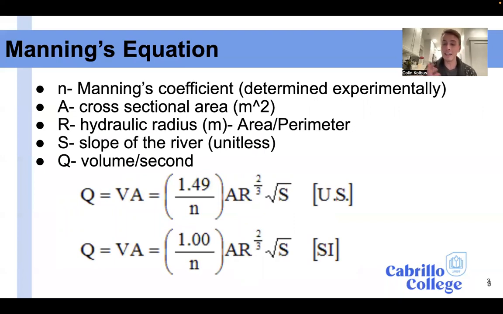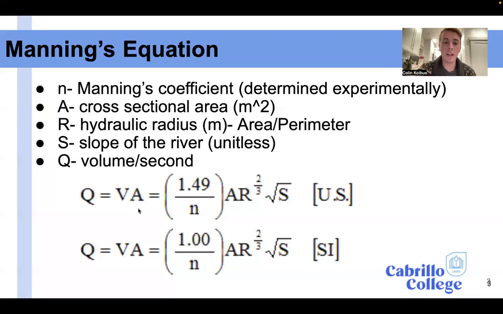And so this is the equation in question. There are two versions, one for US units and one for SI units. You'll notice the only difference between the two is that the US units version has a 1.49 to adjust for that change in unit base, and then SI is just 1. Just know that there's a difference based off of what unit you are working in.